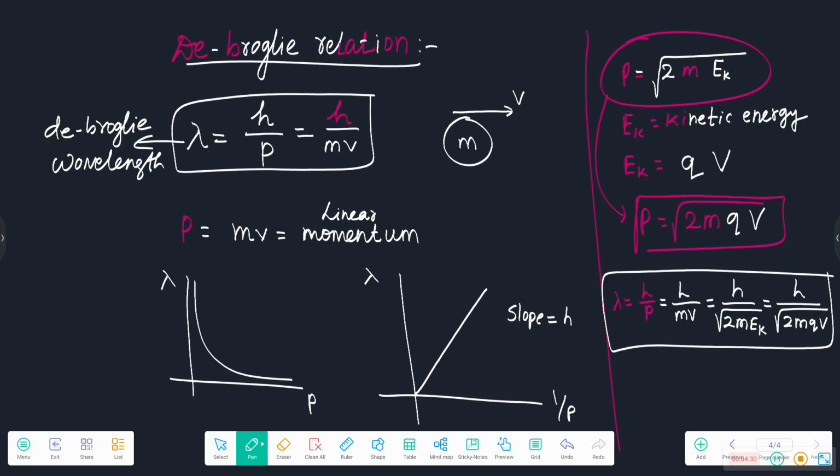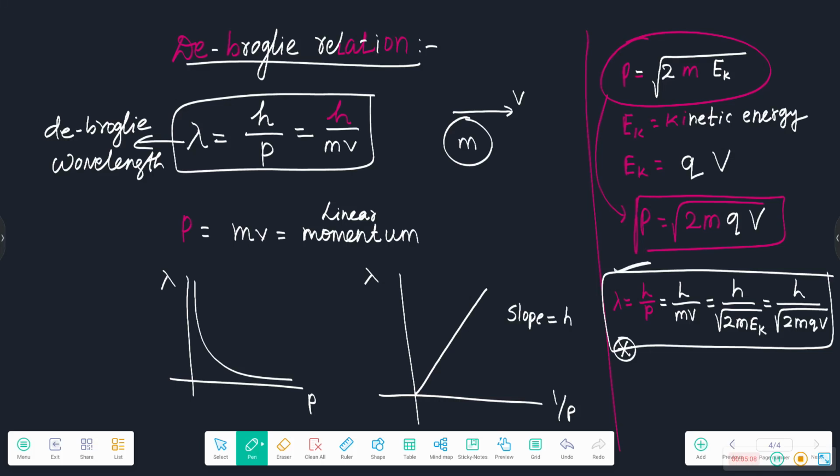Clear? If I do the graph between lambda and 1 by root Ek, I'll get a rectangular hyperbola graph. And same thing if I do lambda and root V, then also I'll get the same. If I change it a little to 1 by root Ek or 1 by root V, then I'll get straight line graphs. So many things I can do here. You will remember these relations carefully.